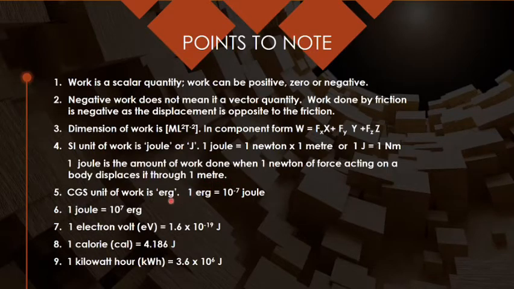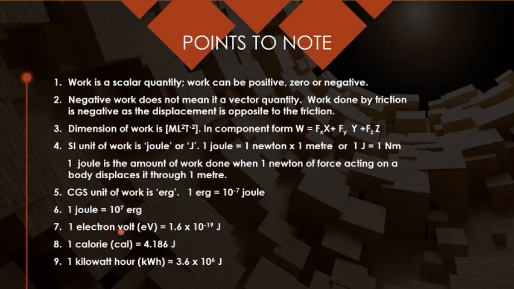If I go with the CGS unit of work, that is 1 erg. 1 erg you can always calculate. It comes out to be equal to 10 raised to the power minus 7 joule, or you can say 1 joule is equal to 10 raised to the power 7 erg. So many times in numericals, if you have to convert CGS into SI units, you should be able to do so.